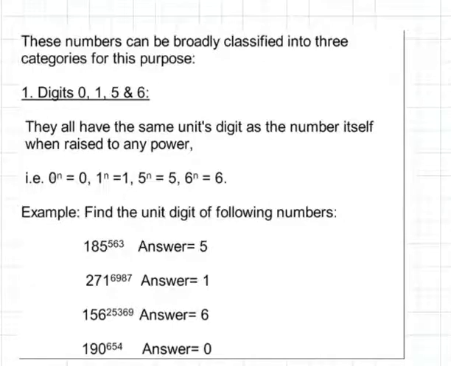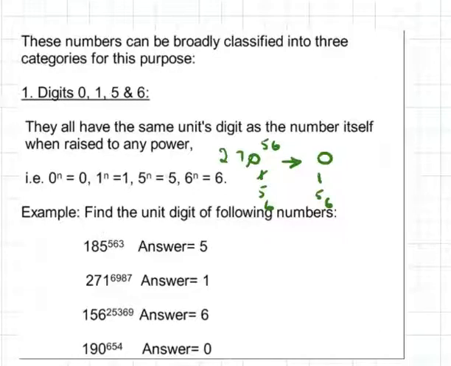Here you can see that 0 to the power n is always going to be 0. So for any number like 270 to the power 56, the last digit is definitely going to be 0, because the last digit to the power of whatever it is, is going to be 0. The same thing applies to 1. If I change this to 1, it's going to be 1. If I change it to 5, the last digit is going to be 5. Similarly, for 6 also, it is going to be 6.